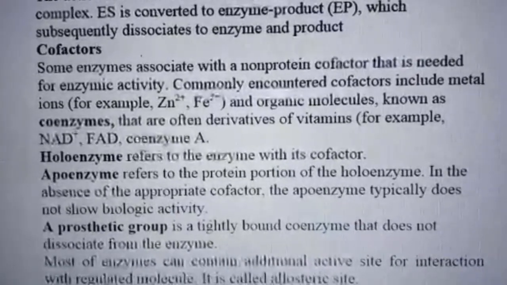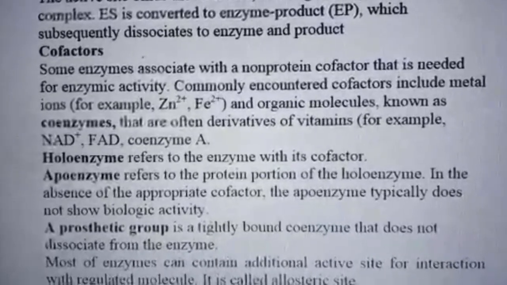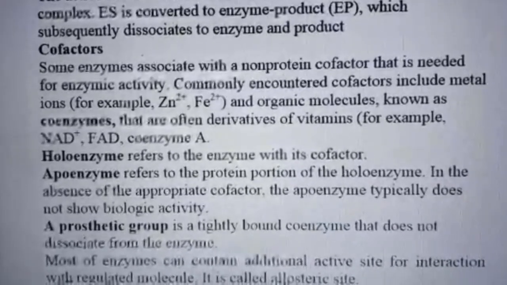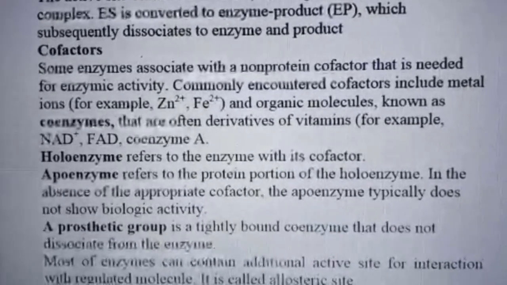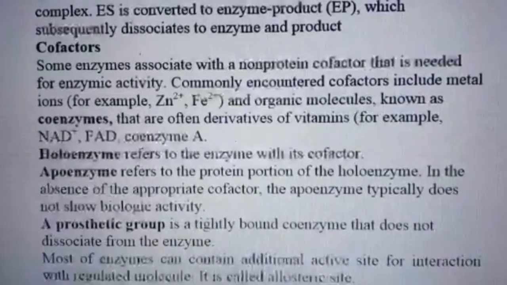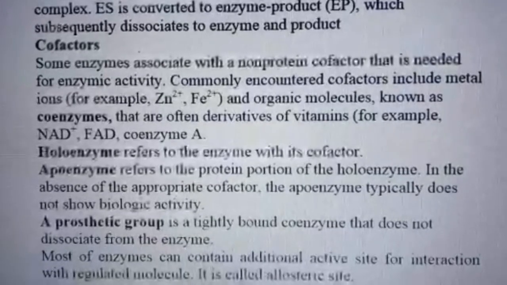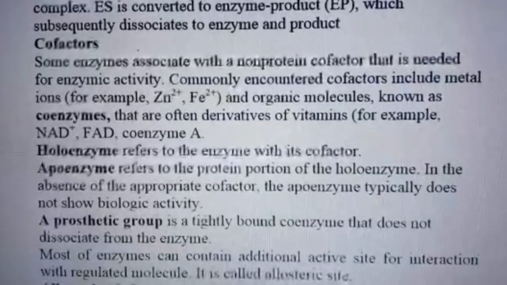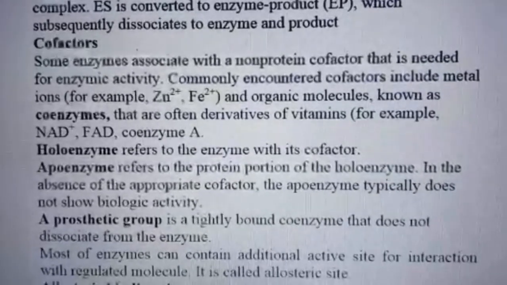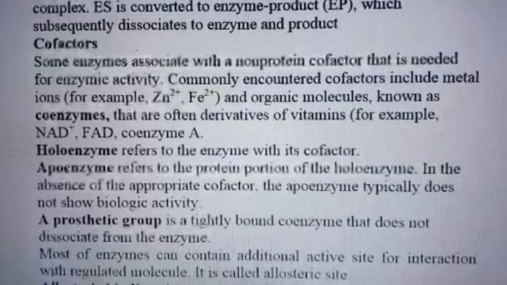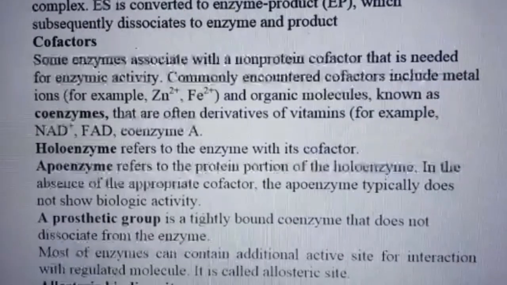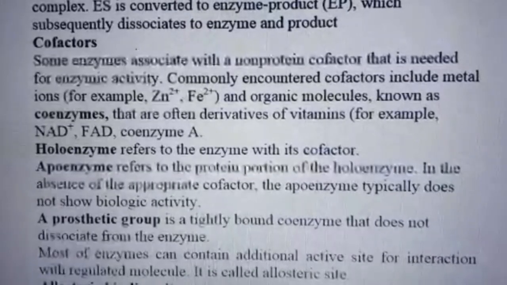Some enzymes need a non-protein part for their functioning and for their activity. That non-protein part is called a cofactor. Commonly encountered cofactors include metal ions, for example zinc and ferrous, or organic molecules called coenzymes, that are often the derivatives of the vitamins.